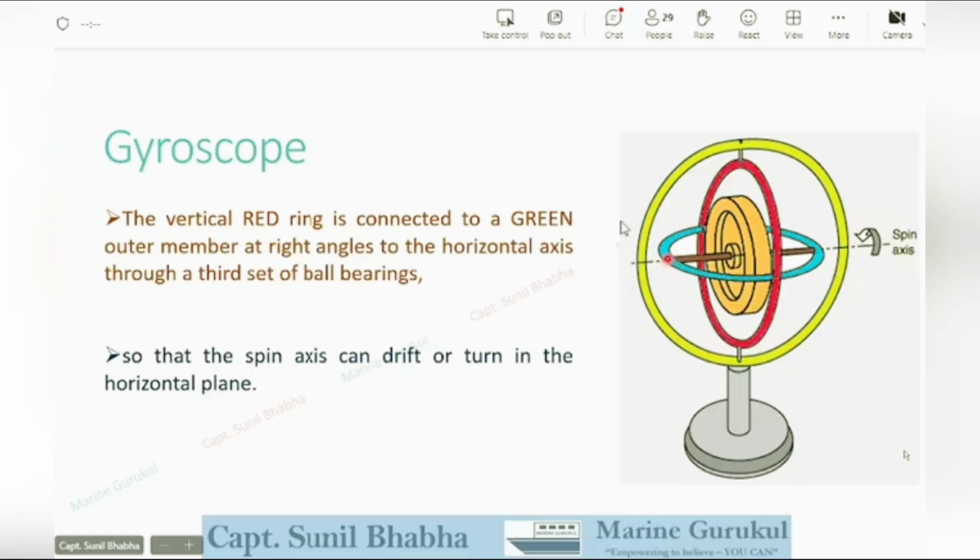Looking from top, it can move in the clockwise direction like this in the horizontal plane, or it can move in the anti-clockwise direction in the horizontal plane. So this motion of the spin axis in the horizontal plane, in the plane of the blue color ring, is known as drift or drifting motion. So this third set of ball bearings which we have, they allow the spin axis to drift or turn in the horizontal plane.